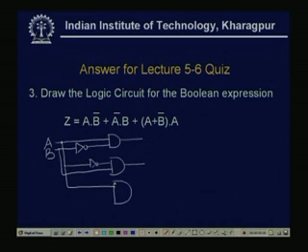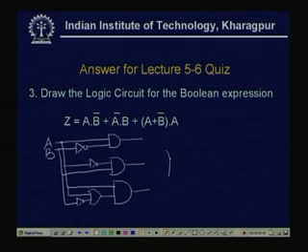Another is, see, A plus B bar means this is the output of a two input OR. So, if I put a two input OR, then this is the output. What is the input of the two input OR? One is A itself, another is B complement. So, I can take B complement directly from here, or I can take B and complement that. So, these are the three inputs.